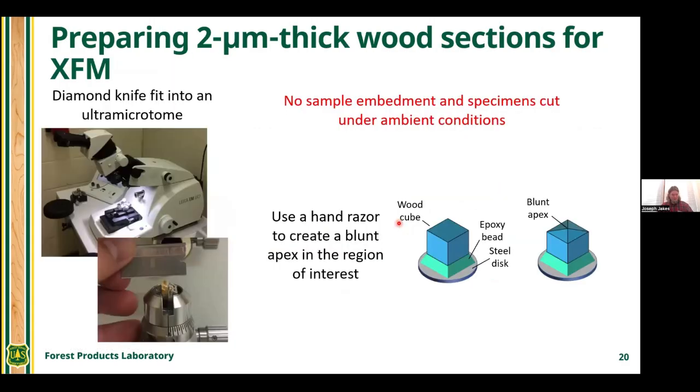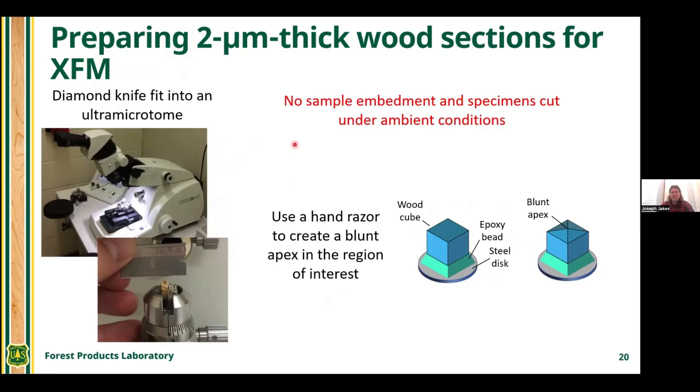All right, so now getting on to the main purpose of this presentation, I'm talking about how we can actually prepare wood samples for doing these types of experiments. A lot of these high resolution images that I showed were done using 2 micron thick wood sections.